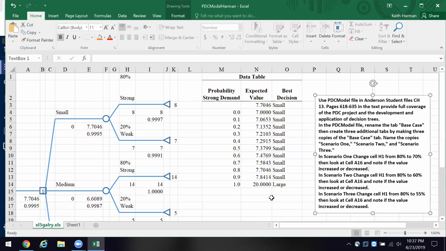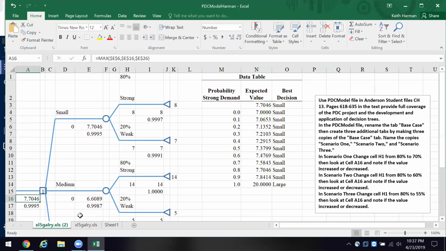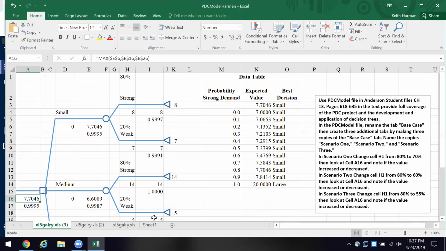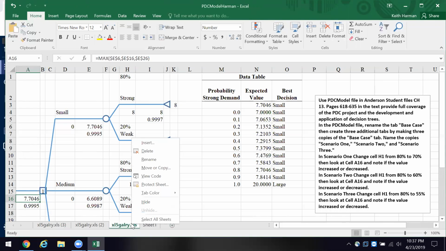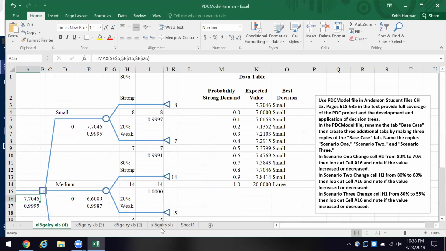Okay. And so we're going to create a base case plus 3 scenarios. I'm going to do it like this. I'm going to click move or copy. Okay, I'm going to create a copy. Then I'll create another copy, and I'm going to create another copy. There we are. Now this first one that doesn't have a number in front of it, I'm going to rename this base case. Then this second one, I'm going to call it scenario 1.